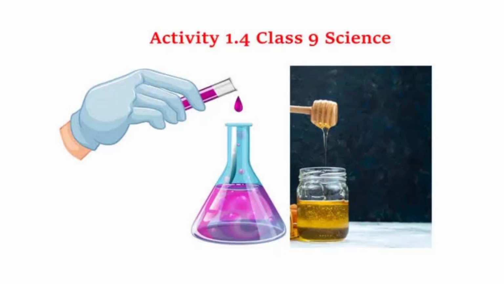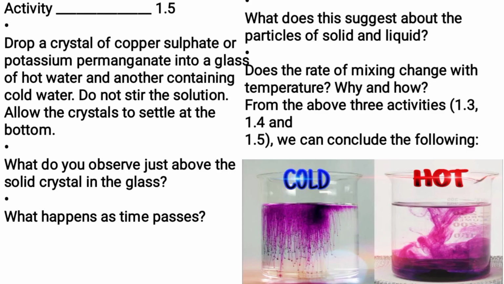So you can see in the image here, in a conical flask there is a drop of ink being added. See how evenly the particles of the ink get distributed, whereas the honey will get distributed very slowly when compared to the ink.